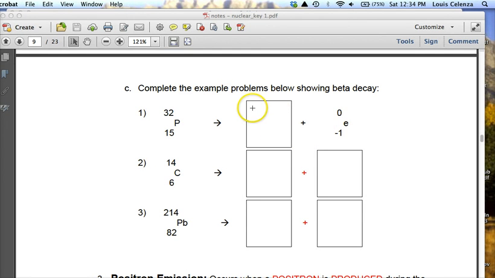So here's the beta particle. I know the mass is going to be 32. Now I know I have to have one higher than my original, so I know this is going to be 16. You go to your periodic table, and the element with atomic number 16 is sulfur.